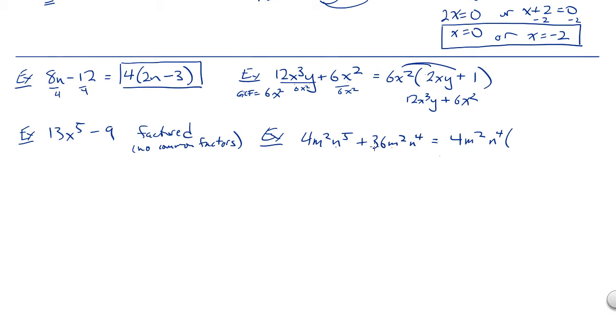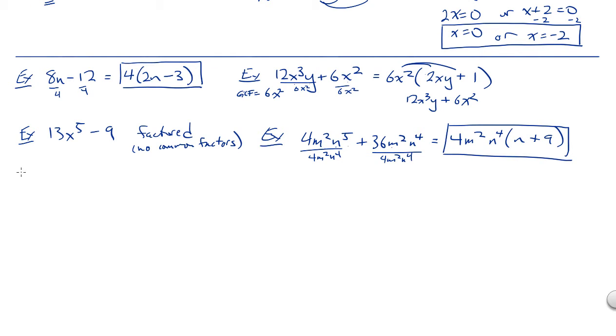And what's left over? Well, 4m squared n to the 5th divided by 4m squared n to the 4th. So we're left with n. If we divide by 4m squared n to the 4th here, the m squareds and the n to the 4th all cancel, and you just get 36 divided by 4, which is 9. And that's it.